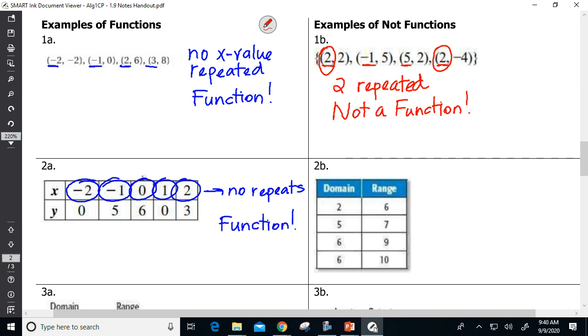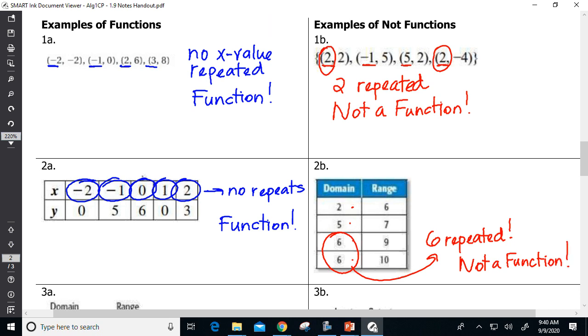Look at the other table. 2, 5, 6, and 6. 6 repeated. It's not a function. Any questions on ordered pairs or tables?